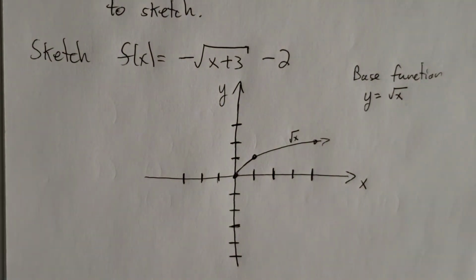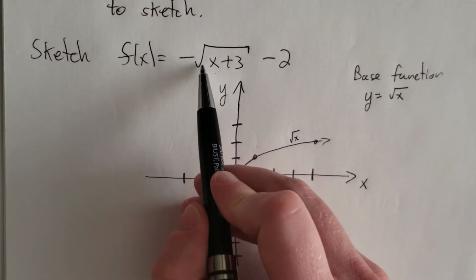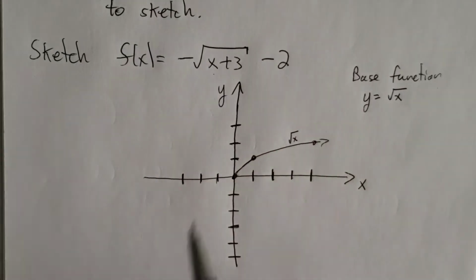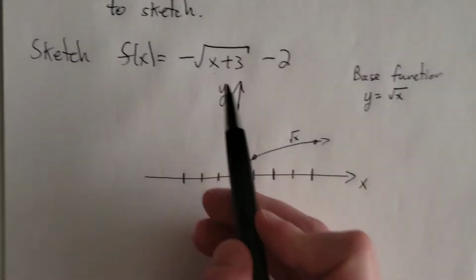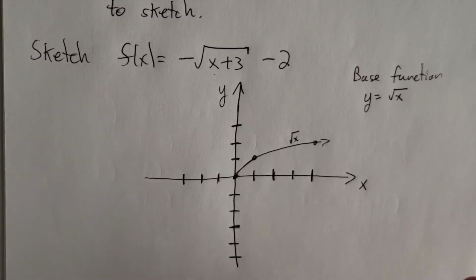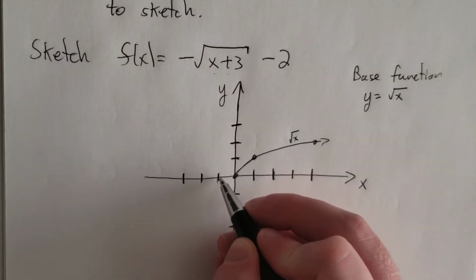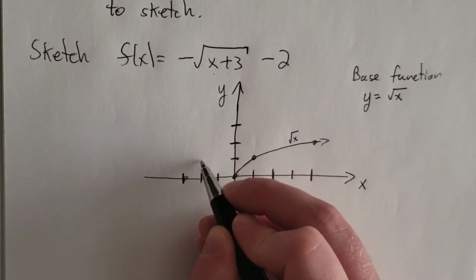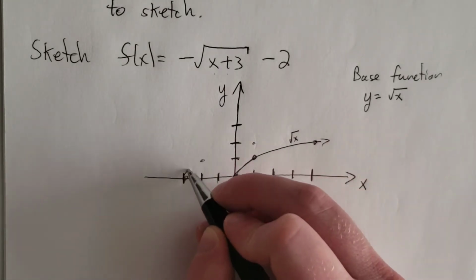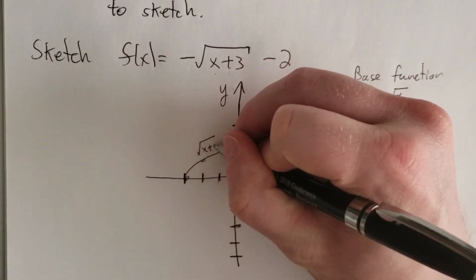Now to sketch using transformations, I want to start with the first thing that happens to x. So inside the square root we have x plus 3, so the first thing that happens to x is we add 3. If we add 3 on the inside of our function, then that means it is a horizontal shift, but to the left, right? If we add 3, that means move it left 3. If we had subtracted 3, that would have moved it right 3. So this plus 3 moves our function to the left 3 units. So we move everything to the left 3 units. And this is the function, the square root of x plus 3.